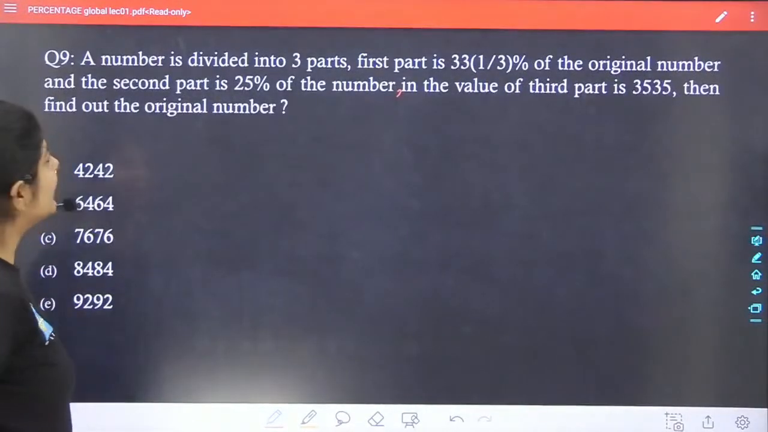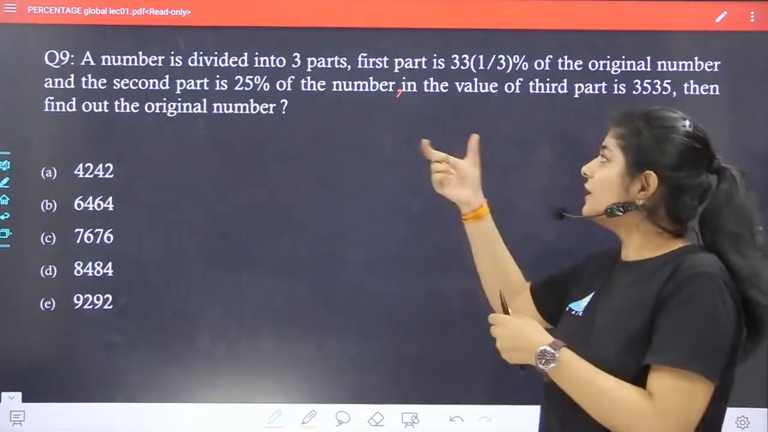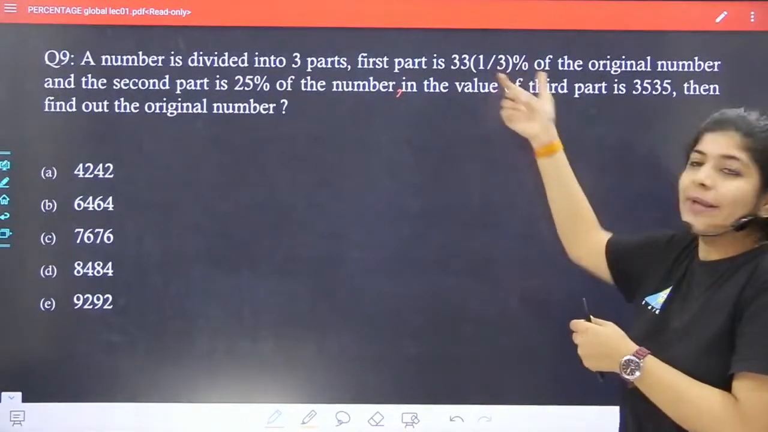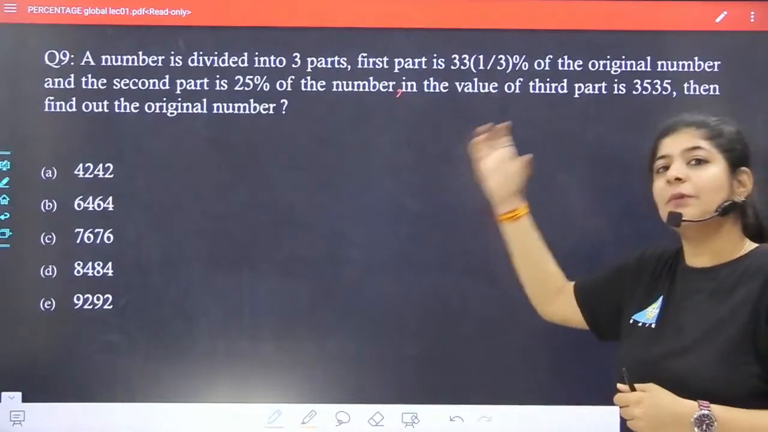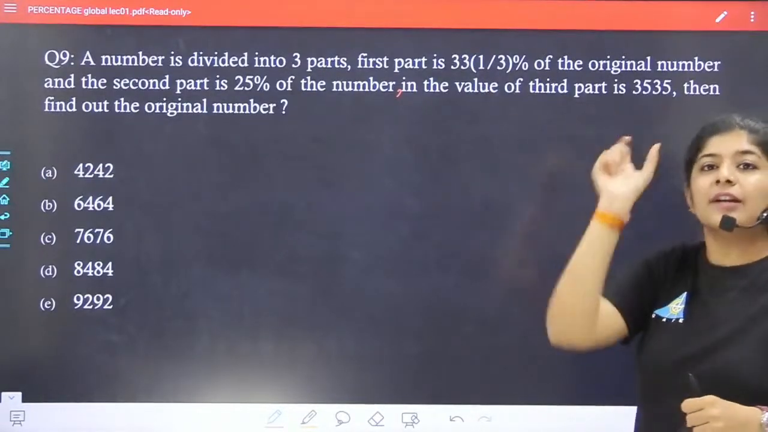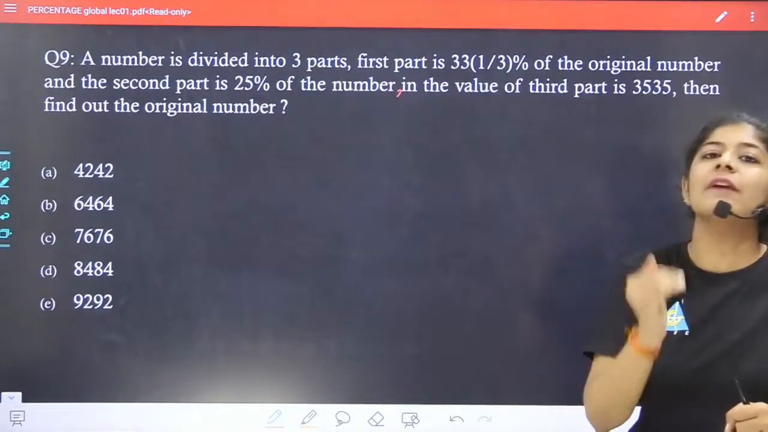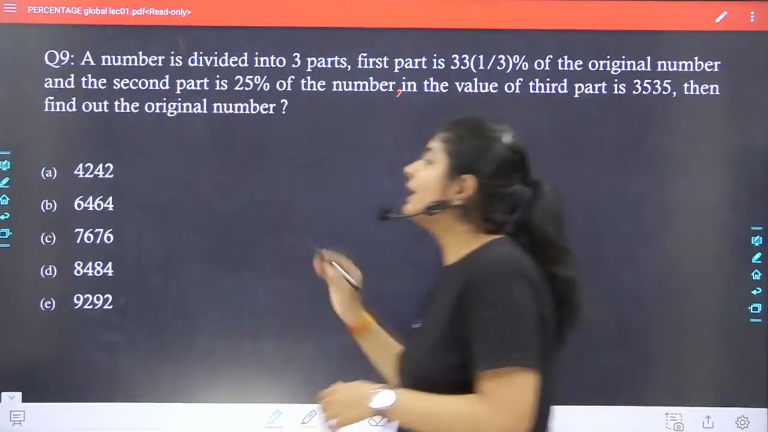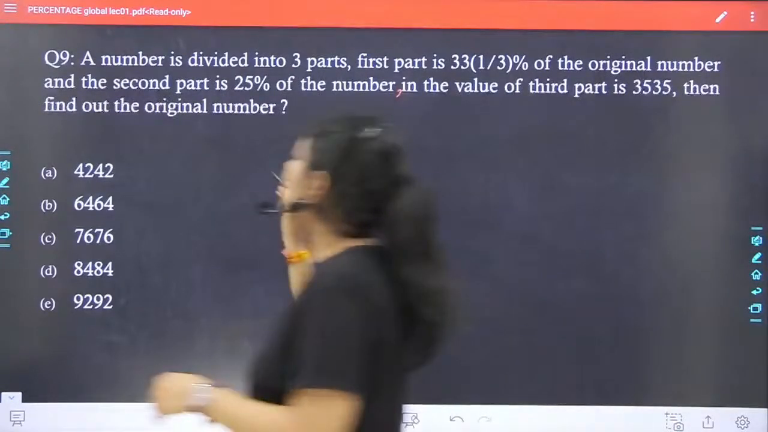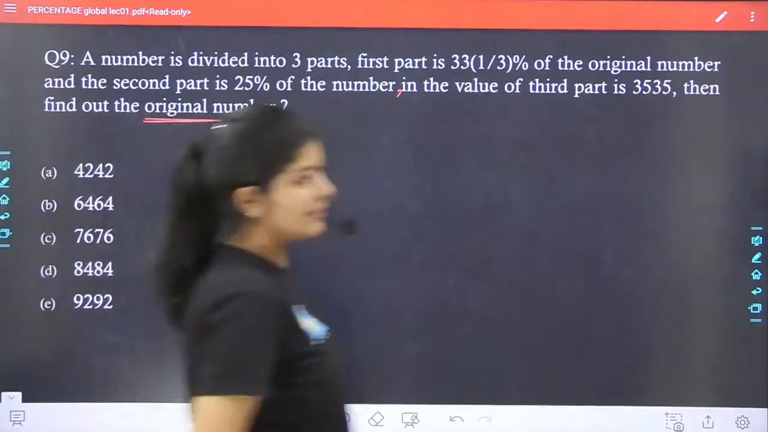So what we did, we simply divided the number into three parts. The first part is 33 1 by 3% of the original number. The second part is 25% of the original number, and the third part is given in value, that is equal to 3535. Now we have to calculate the original number.